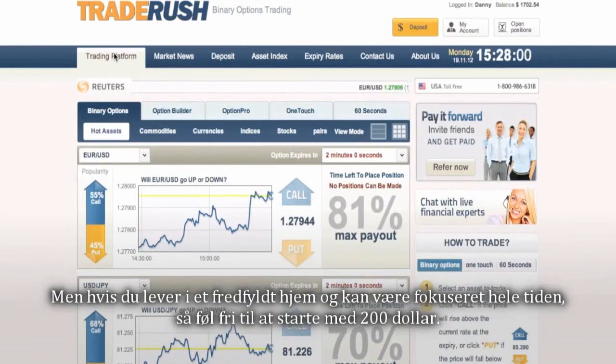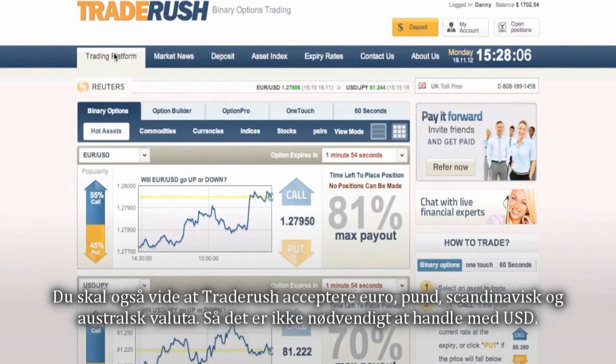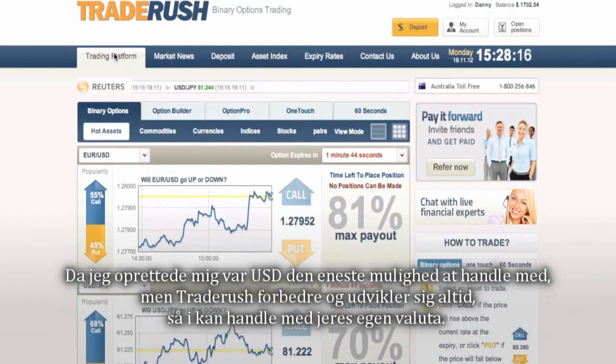But if you're living in a very peaceful home and you can focus at all times, then feel free to start with 200. Another note is that TradeRush accepts euros, pounds, as well as Canadian and Australian dollars. So you don't have to trade with the US dollar. When I joined, the US dollar was actually the only option at that time, but TradeRush is always improving and adding to their platform. So you guys get to enjoy trading in your own currency.